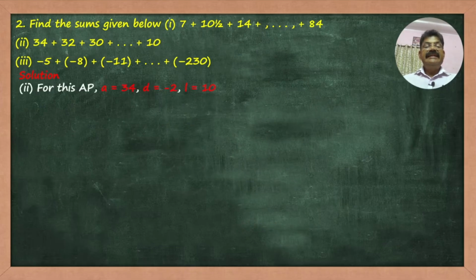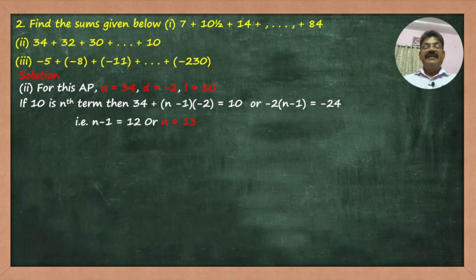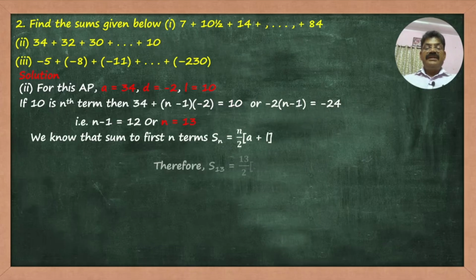Second problem. a is equal to 34, d is equal to minus 2, l is equal to 10. Therefore, you assume as usual there are n terms and the nth term is 10. So what is the value of n? It is 13. So you have to find S13. So S13, the formula is 13 by 2 into 34 plus 10. When you simplify, you get the answer as 286.